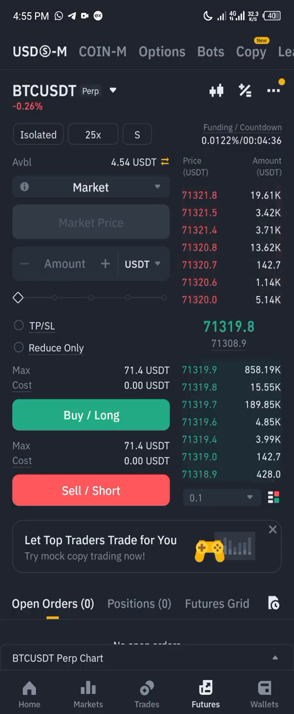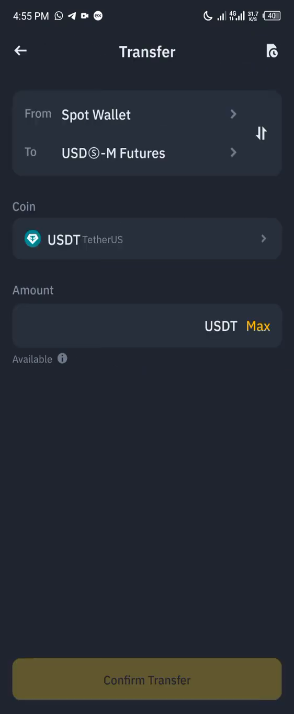So the next thing you should know is how to fund your futures wallet. For you to fund your futures wallet, you can do it in two places. The first place is that you click on this arrow right here in your futures wallet. You click on that arrow, then you transfer it from your spot wallet to your futures wallet. This is spot at the top and this is futures wallet at the bottom. This futures wallet is in two places. Let me click on it.